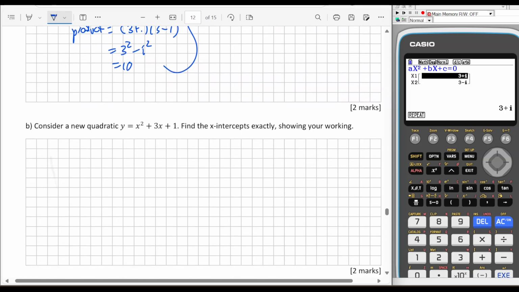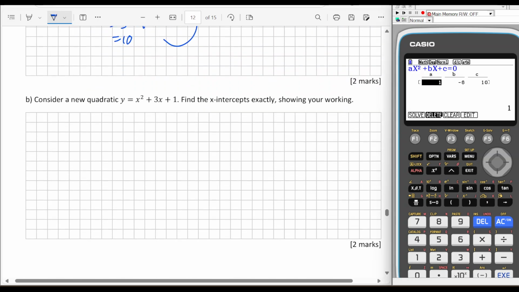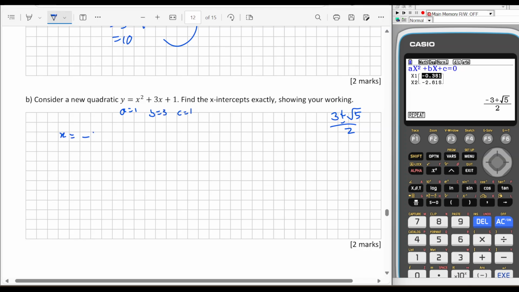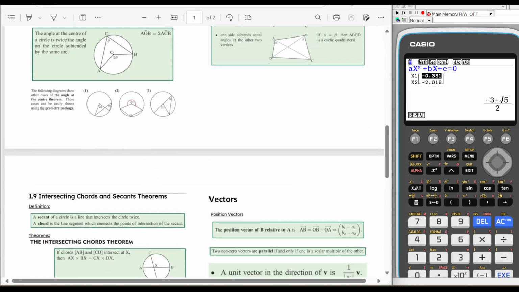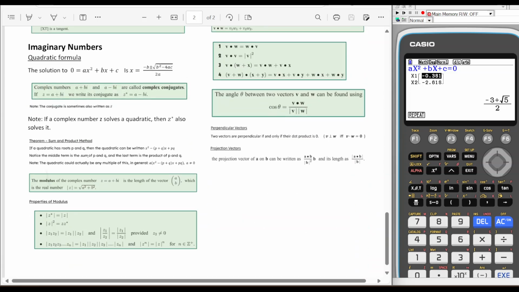Consider a new quadratic, find the x-intercepts exactly, showing your working. So first of all, 1, 3, 1, let's just cheese it and have a look. So 3 plus or minus root 5 over 2 is what I'm expecting to get. And if I'm showing that working, it's got to be the quadratic formula. a is 1, b is 3, c is 1. The quadratic formula is minus b plus or minus the square root of b squared take 4ac, all over 2a. Not sure if that's on your formula sheet. Let's have a look. Yes, it is.